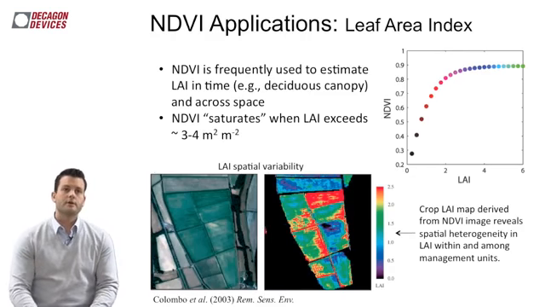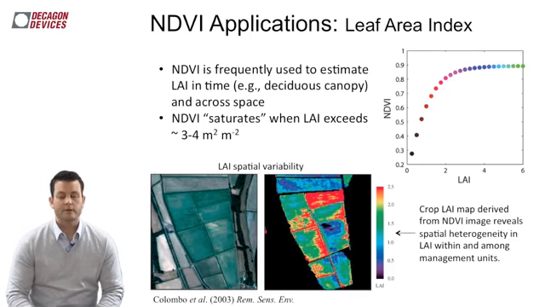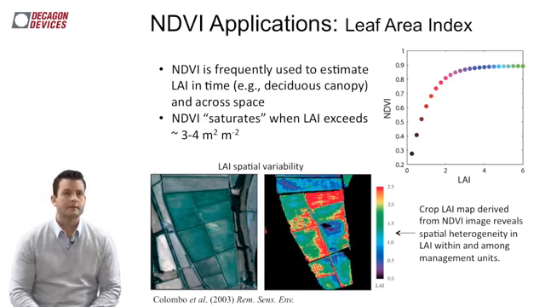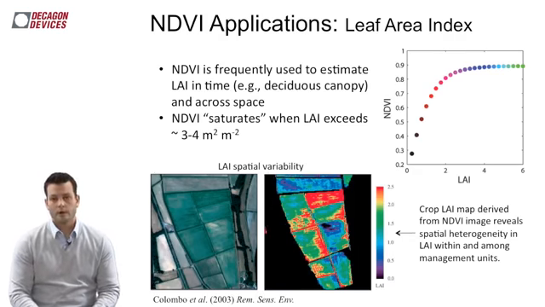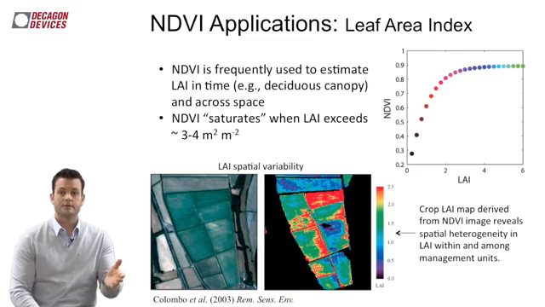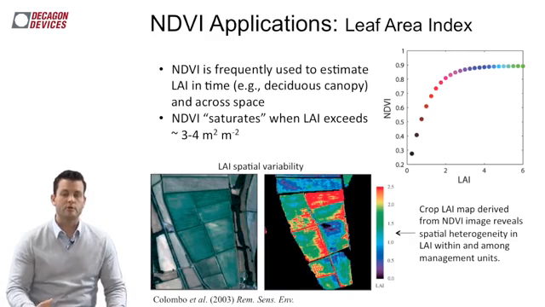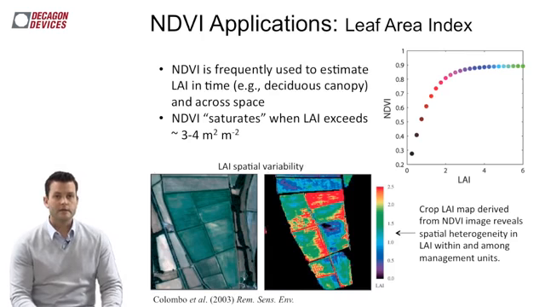So over the next few slides, I'm going to go through a few applications, some of the common ways that NDVI is used. And I'll start with leaf area index. NDVI is pretty commonly used to estimate leaf area index of a variety of different canopies. And this can be especially useful in a time series analysis, where we're tracking NDVI over time in order to understand what LAI is doing over time. So you can imagine a deciduous canopy or an annual canopy where we have large seasonal shifts in leaf area index. The NDVI can be very informative for tracking those changes.